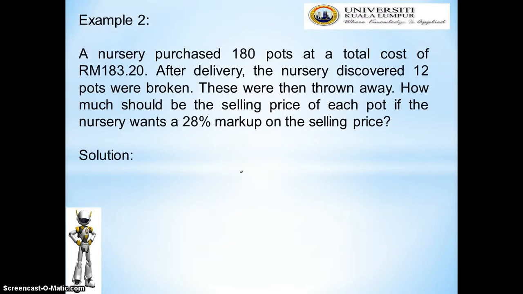Okay, now we look at example 2. A nursery purchased 180 pots at a total cost of 183 ringgit 20 cents. Then after delivery, the nursery discovered 12 pots were broken. So from here, we can get the number of pots equal to 150 pots, and the total cost equal to 183 ringgit 20 cents. This is your cost.